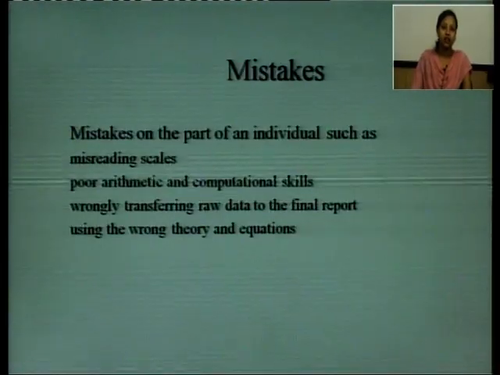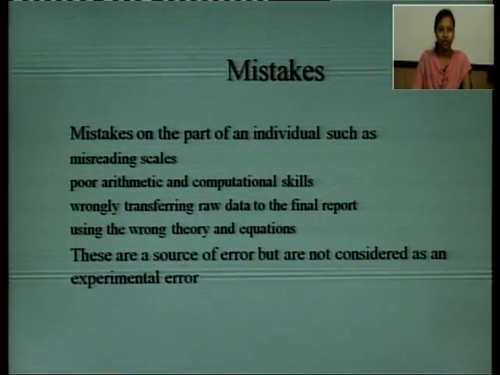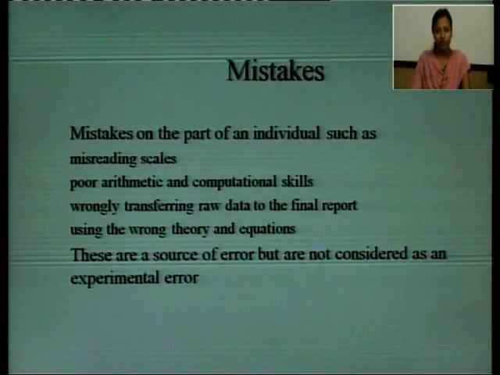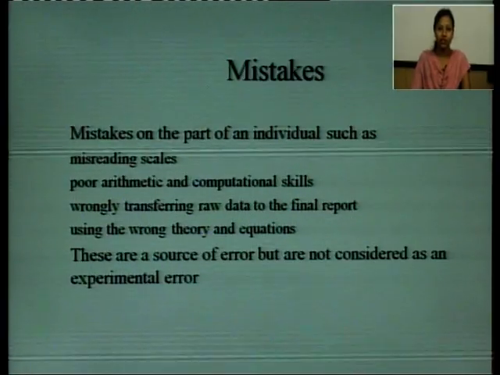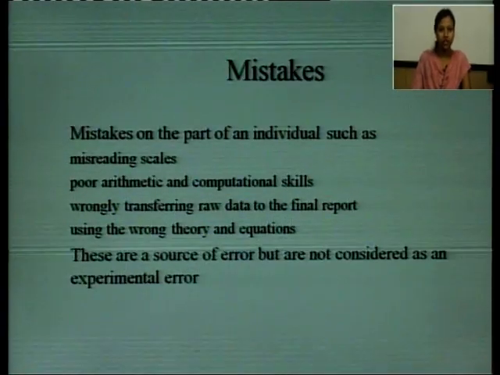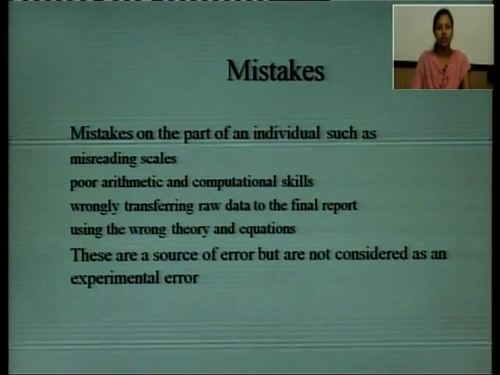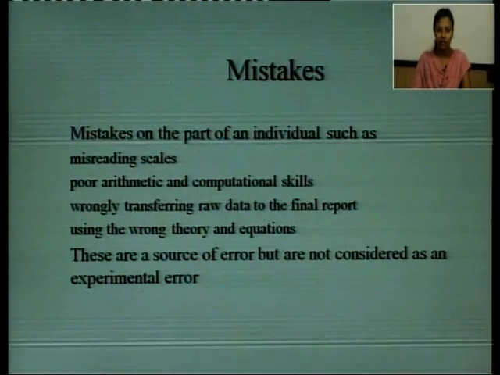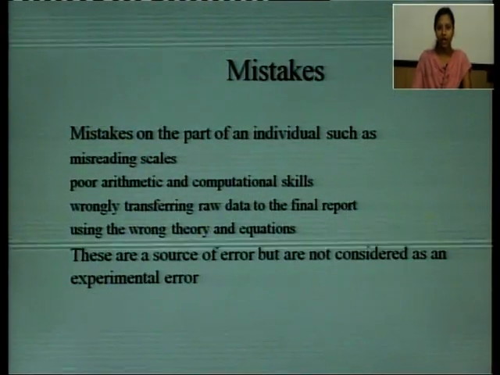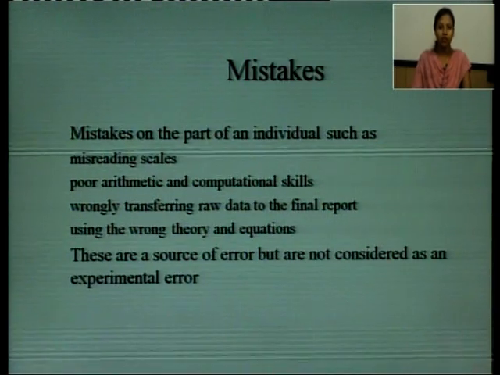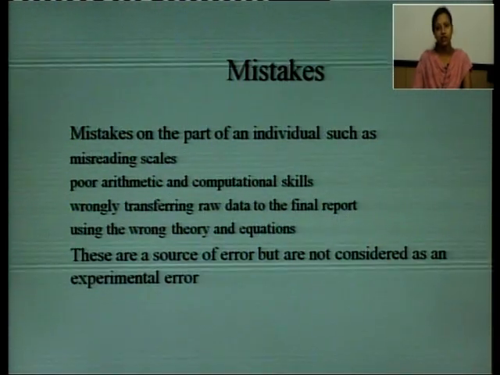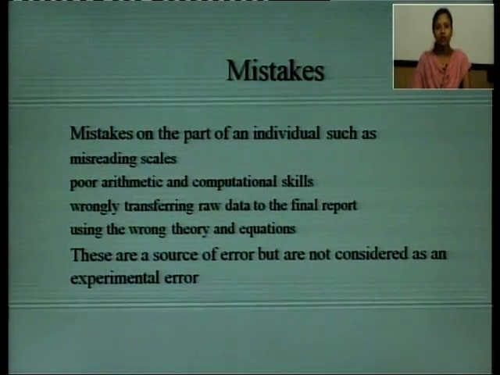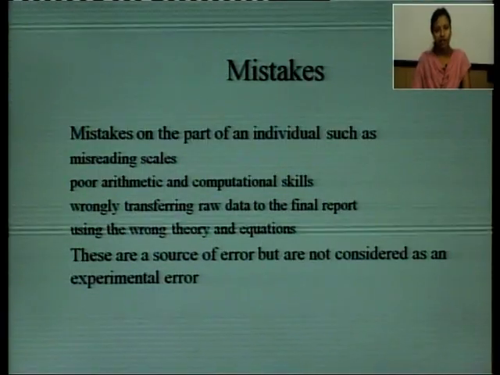Mistakes are on the part of an individual, such as misreading scales, poor arithmetic and computational skills, and wrongly transferring the raw data to the final report. If we are transferring raw data into the final report, we can miss one thing, so it involves some error. That type of error is not considered a systematic error. These are sources of error but are not considered experimental errors.